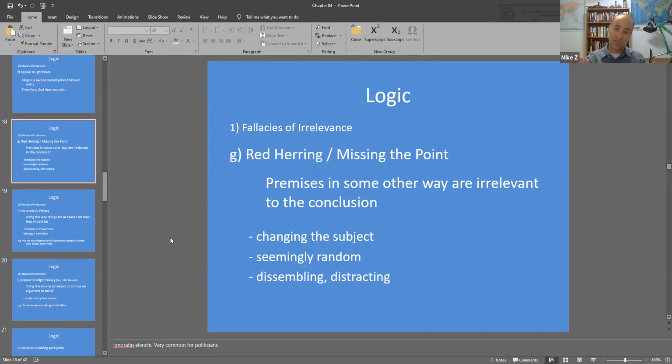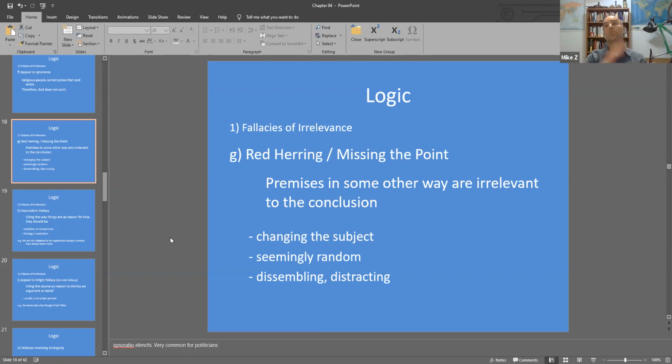Dissembling or distracting is very similar, where you just start going on and on. You keep these rambling, long run-on sentences, and you explain around and around, and you never quite get back to the point, and you're just hoping that people forget what the point was, and that you've never really addressed it.